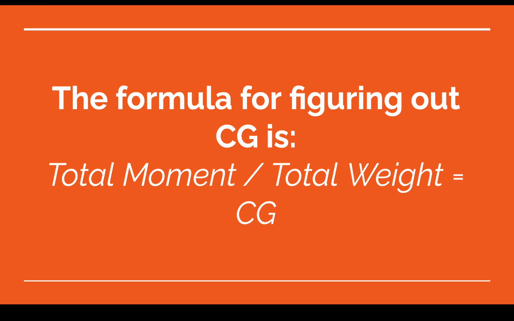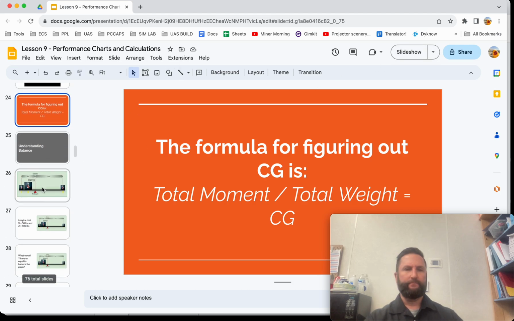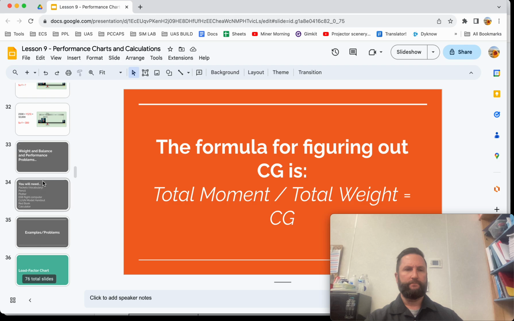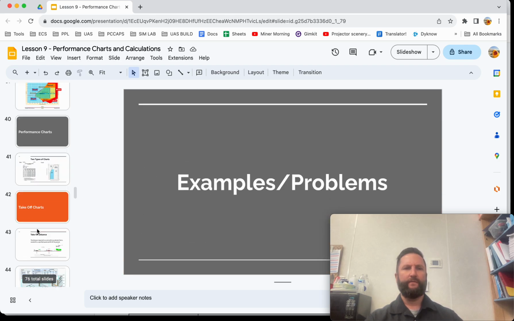All right, next up is the formula for figuring out what CG is. Just write down total moment divided by total weight equals CG, center of gravity. We're going to talk about that formula and use it a lot in class. We'll do some performance problems.